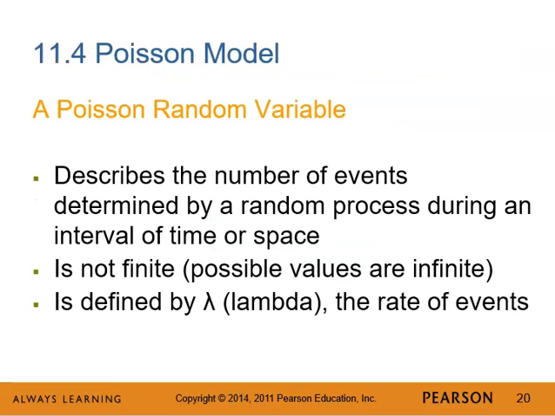The next topic that we need to talk about today is the Poisson model. So the Poisson model, or a Poisson random variable, it describes the number of events determined by a random process during an interval of time or space. And it is not finite. The possible values are infinite, and it's defined by lambda, which is a Greek alphabet, the rate of events.